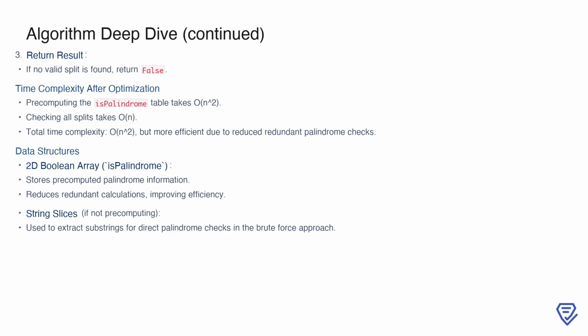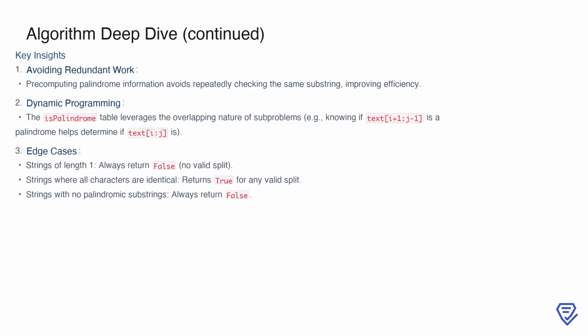The pre-computation of the isPalindrome table takes O(n) squared time, and checking all splits takes O(n), leading to a total time complexity of O(n) squared. While the overall complexity remains the same as the brute force method, the optimization eliminates redundant palindrome checks, making the process faster in practice. The key insights behind this optimized approach are rooted in avoiding redundant computations and leveraging dynamic programming. By pre-computing palindrome information, we ensure that each substring is checked for palindromicity only once, significantly reducing repetitive work.